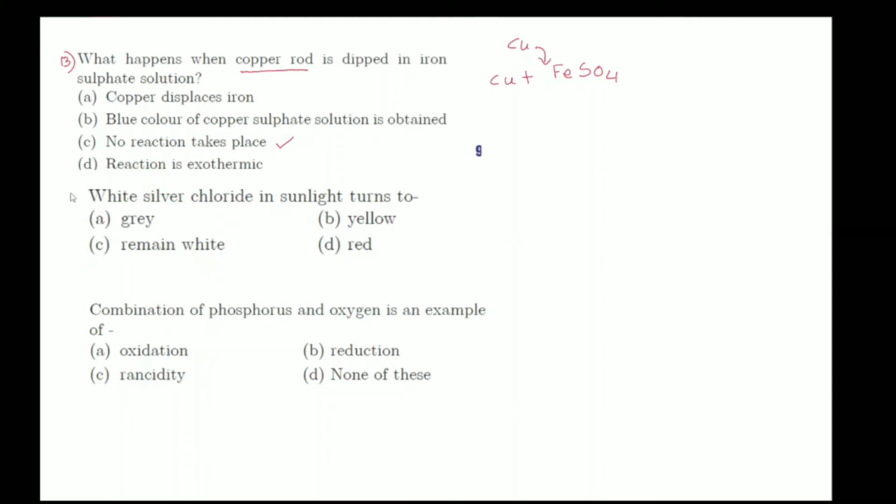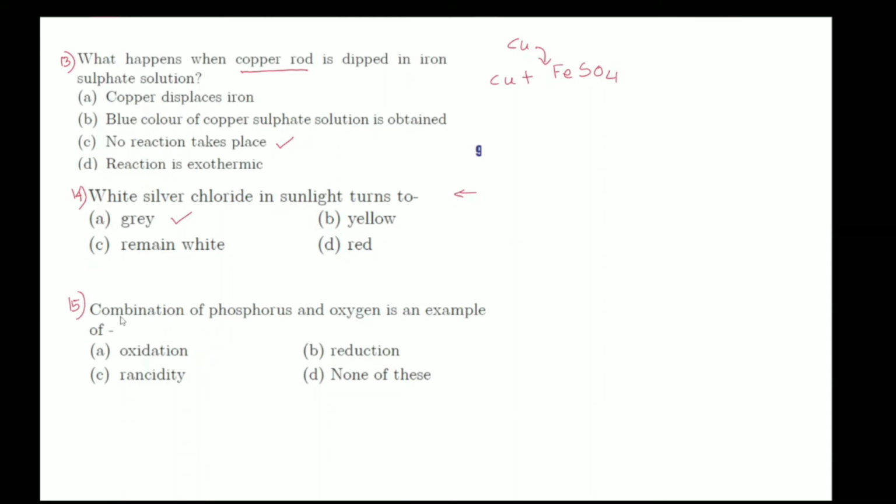Okay, we have the next question. Question number 14. White silver chloride in sunlight turned to grey, yellow, remain white or red. This we know that it is photo decomposition, using sunlight. That is, this reaction is using sunlight, decomposition of the given substances using sunlight. So sunlight is used to decompose silver chloride. It is becoming grey in color. Okay, so what is the answer? It is grey.